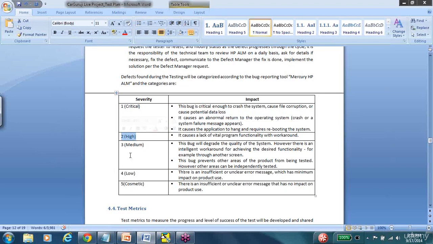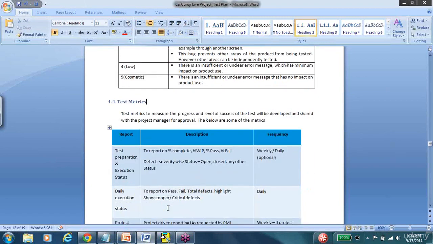On the other hand, it is considered cosmetic if there is an insufficient and unclear error message that has no impact on the product use. So when you encounter a bug, just look at what kind of impact it is causing and set the appropriate severity. Then the test metrics.